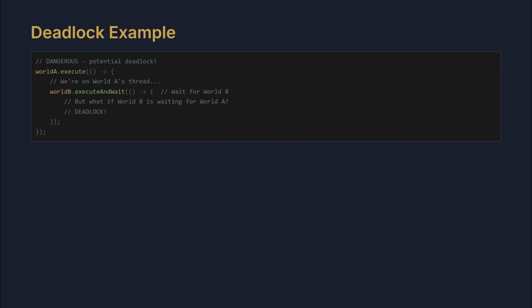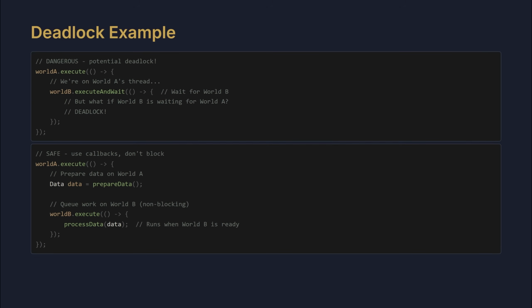So this would be a deadlock. We execute something on world A, and we are now on world A's thread, and there we call world B.execute and wait for world B. But what if world B is currently waiting for world A? That would mean a deadlock, and your server would need to be restarted, or it even crashes.